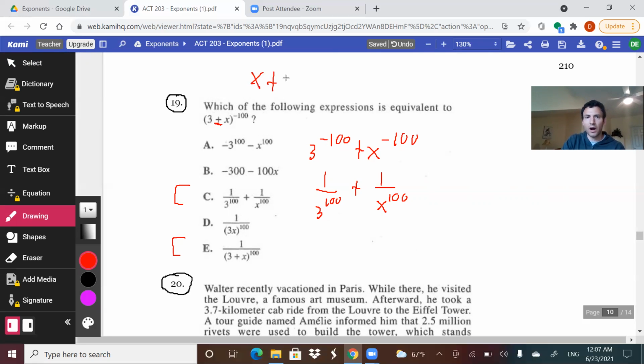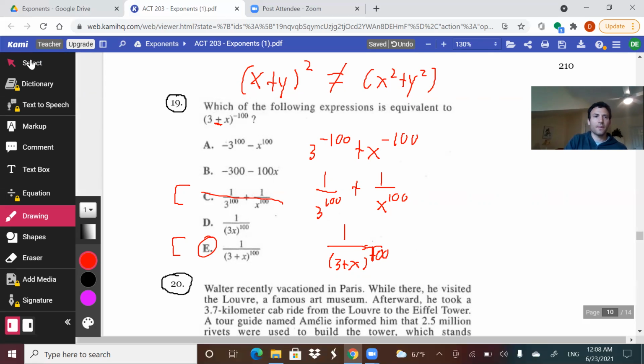x plus y squared is not x squared plus y squared. Okay, so we don't distribute indices across addition. So because of that, it's not C. What we do though is we take this entire thing and we drop the 3 plus x to the base, and then we take it to the 100, positive 100, because we dropped it to the base. So the answer to this one is E.